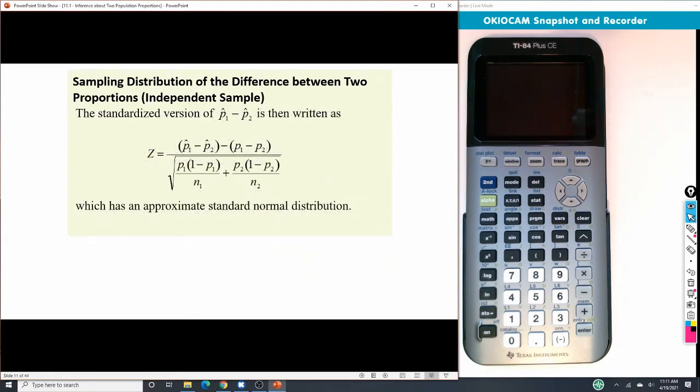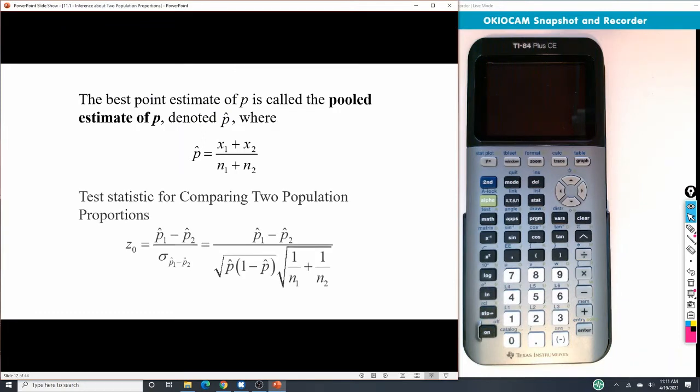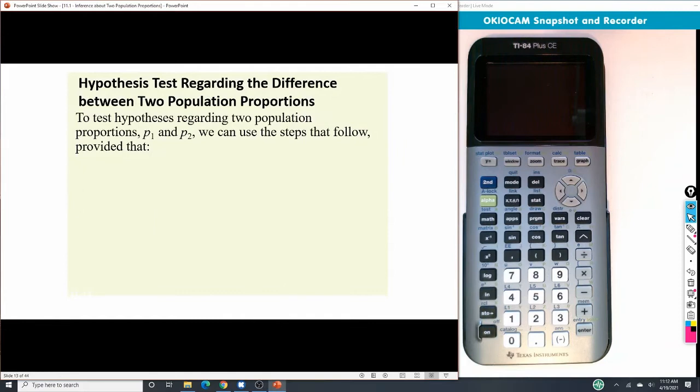We also have our z value. We are talking about proportions here, so we are going to look at our z tables as possible use there, z values. Our pooled estimate of p is just p hat, and that's a combination of things. We want to pay attention to all of these different things, and then as well our test statistic.